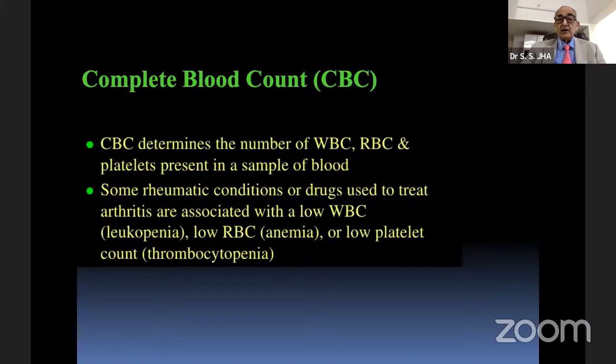Complete blood count is one very general test and must be prescribed because this determines the number of WBC, RBC, and platelets present. Some rheumatic conditions or drugs used to treat arthritis are associated with low WBC, leukopenia, low RBC, anemia, and this is very important. If you find a low platelet count, thrombocytopenia, you think of it, even without treatment or even if the patient has been treated, that it might be one of the rheumatic diseases.